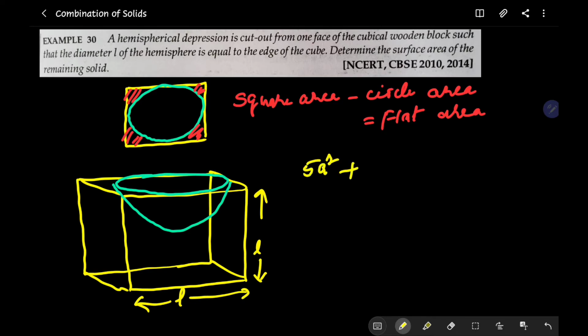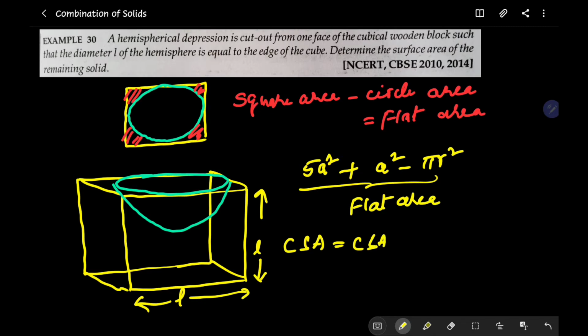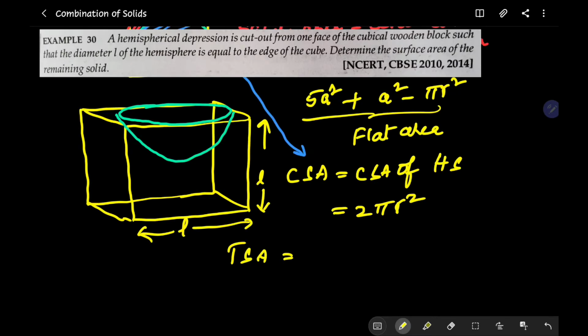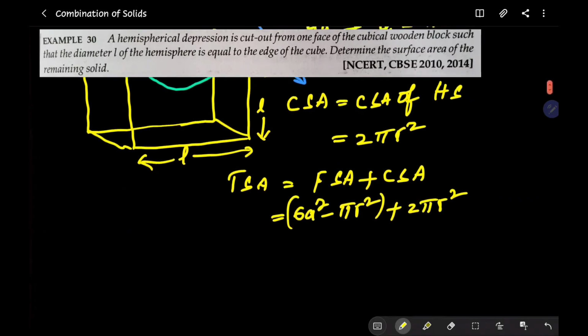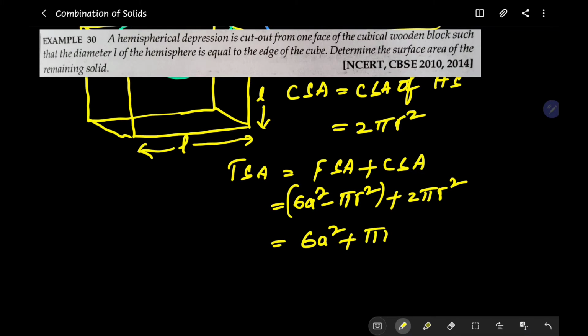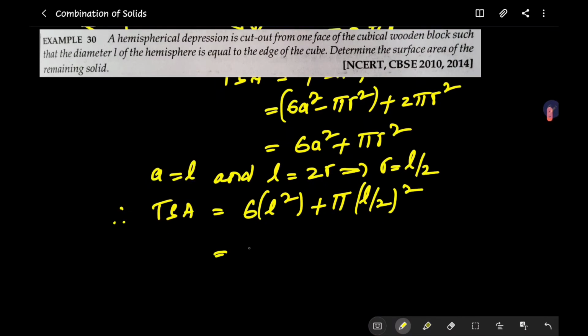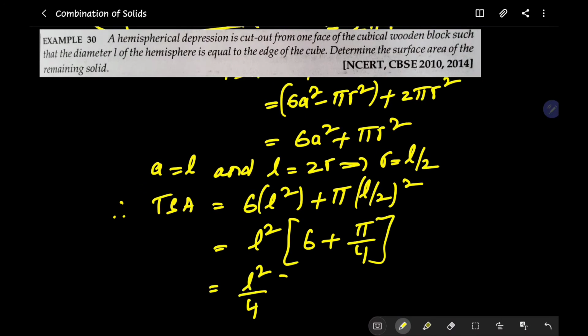Totally it is now 5a square plus a square minus pi r square, which is 6a square minus pi r square. The curved surface area of the hemisphere is 2 pi r square, shown in the blue color. Now to get the total surface area, just add the obtained flat surface area and curved surface area. So we get 6a square plus pi r square. We know as the edge length is equal to L, the radius will be equal to L by 2. Make the substitutions as shown on the screen to get the final result.